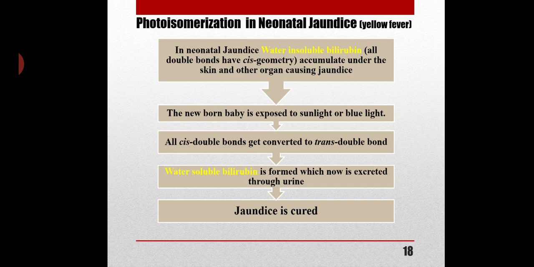In India, these babies are exposed to sunlight or they are exposed to blue light. What happens then? All cis double bonds get converted to trans double bonds. Therefore, non-polar water-insoluble bilirubin gets converted to polar water-soluble bilirubin, and now it is excreted through urine and jaundice is cured. Isn't it interesting? Let's see some more examples.